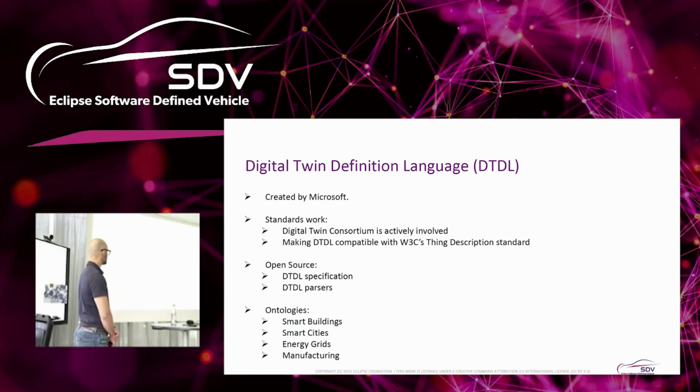And on the standard side, the Digital Twin Consortium is actively involved in trying to standardize DTDL. There's also work at the moment to try to make DTDL compatible with the W3C's Thing Description standard. DTDL to date has been used for several different ontologies. Here's just a small set of them: smart buildings, smart cities, energy grids, and manufacturing.